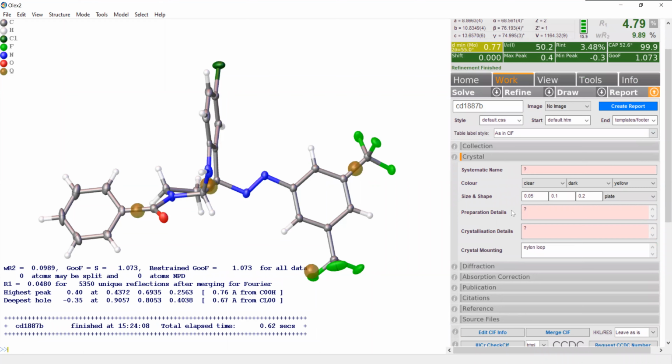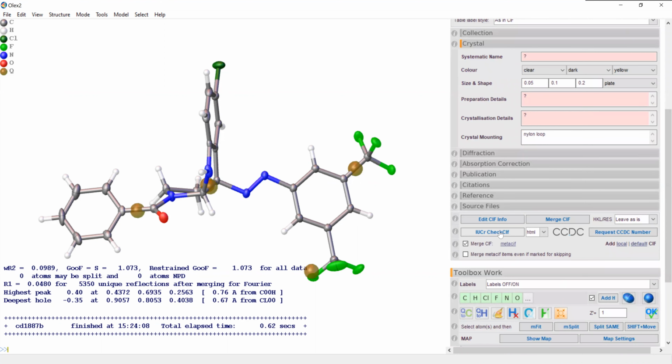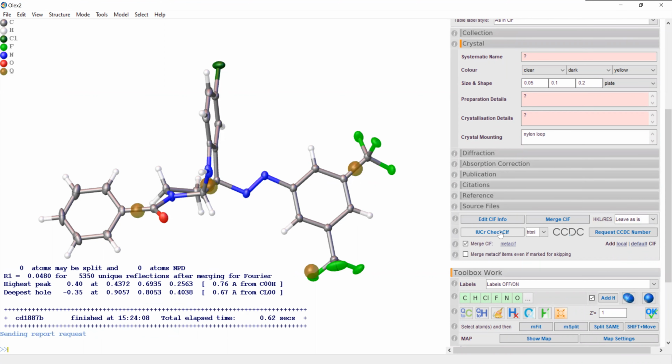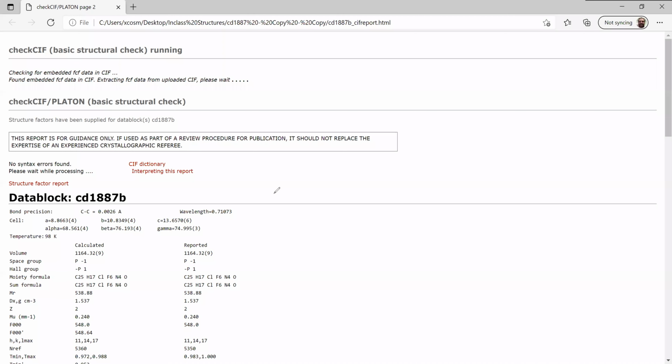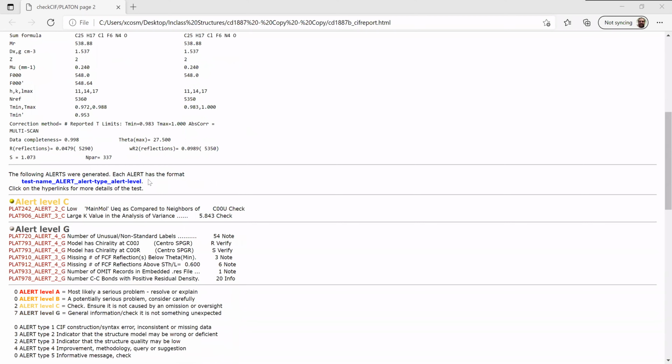Now we're ready to do our check CIF and see if there are any errors we need to address. We'll just look at a few things and make sure everything looks good. So there are no check CIF A or B errors. Only 2 C errors, not bad.